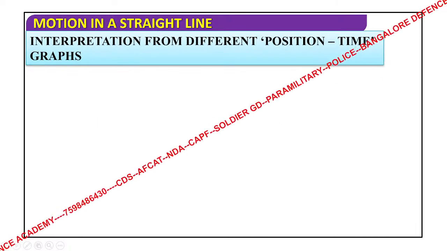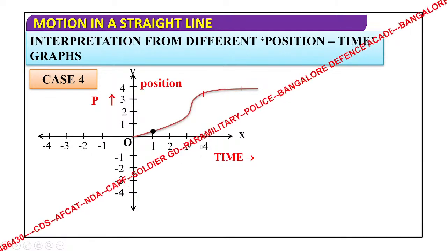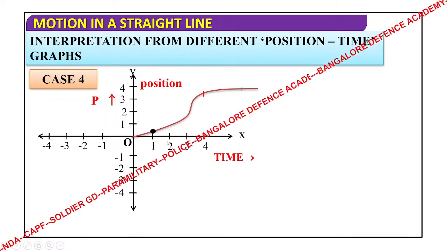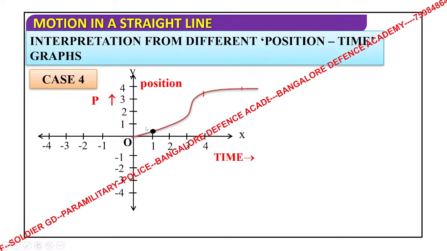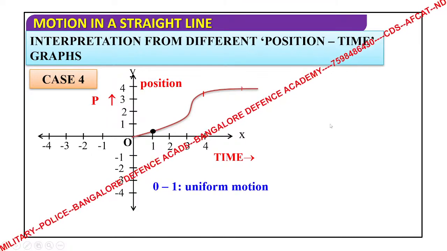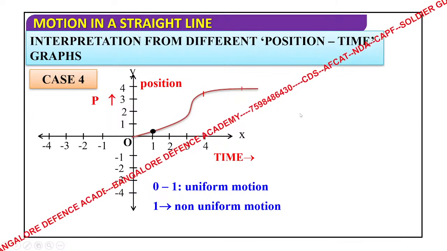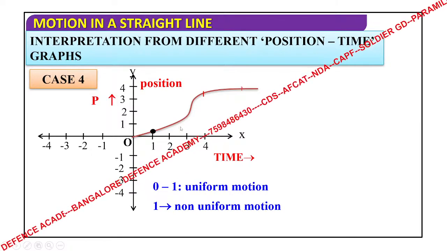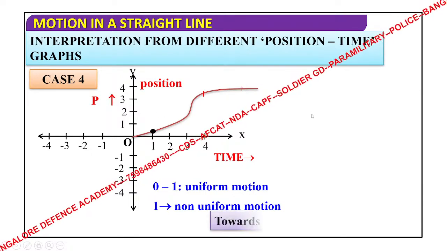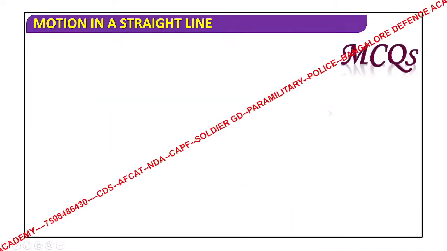Okay, next we'll take another example. Look at this graph now. The x-axis is time, the y-axis is position or distance. You can see between 0 to 1, okay, the motion is uniform. It's a constant time and constant distance. But after 1 there is non-uniform motion. So after 1 what happens, the body is moving at different speeds at different times taken. Okay, and towards the end there is rest.